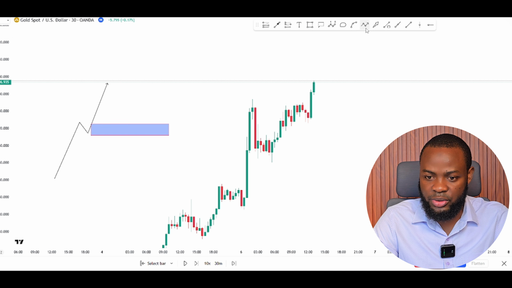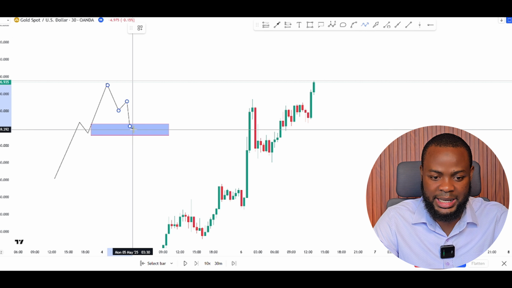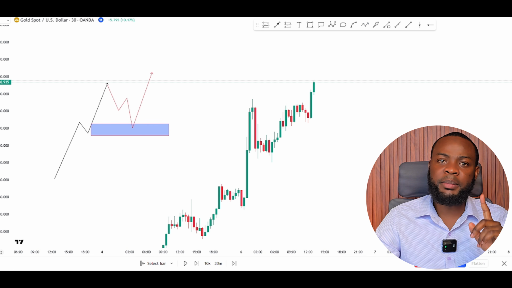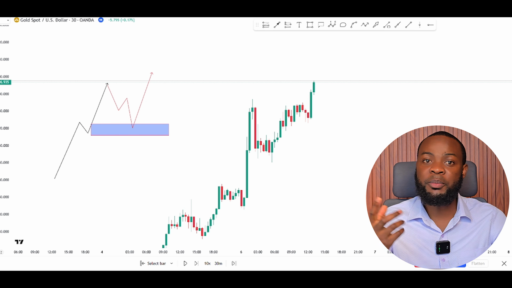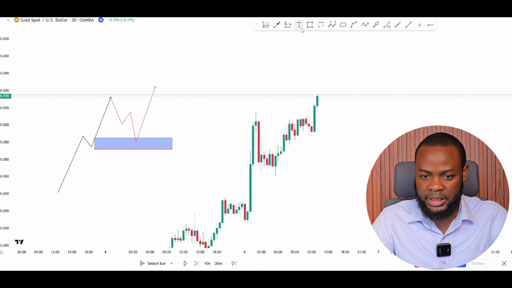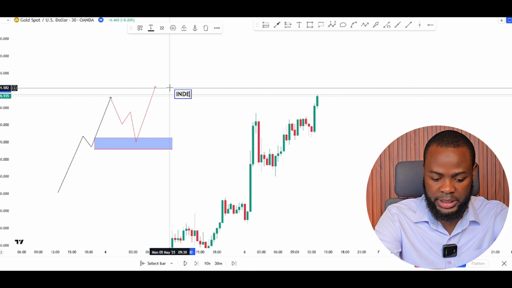That means you are going to wait for the market to come back to your base, and then you buy the market. Now, buying from the base is not a problem, but the question is why? Why are you buying from the base? You must have reasons for buying from the base. One of the reasons why you should buy from the base is an indecision candle. Let me write it down here. You must have an indecision candle.